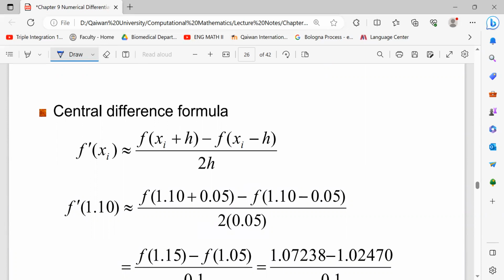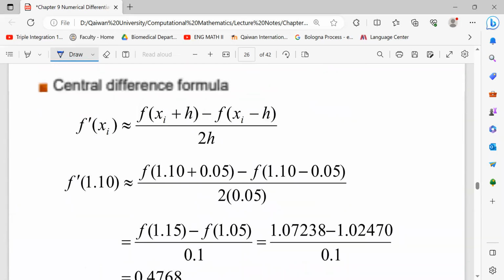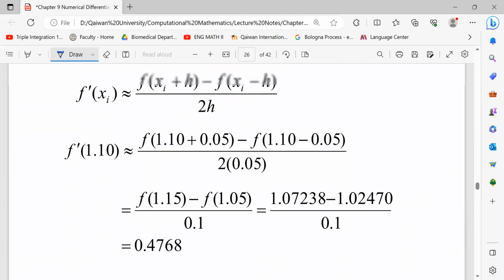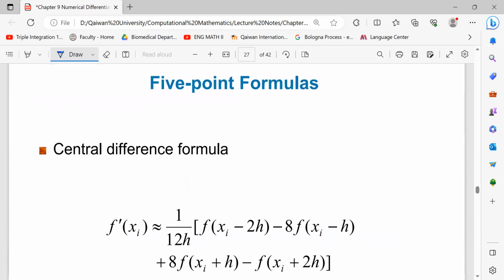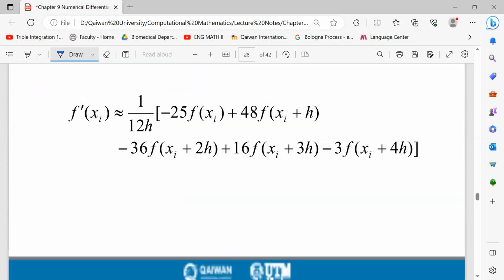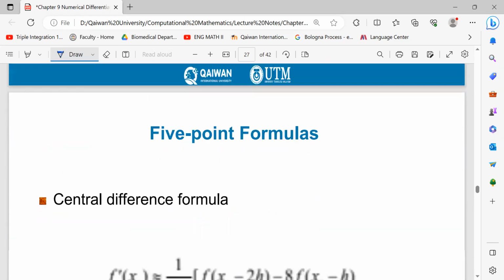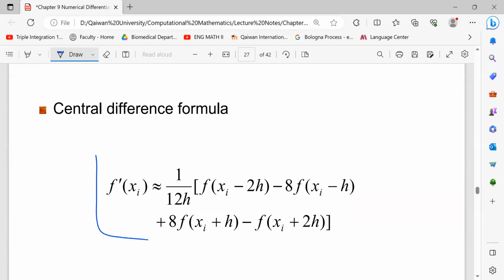And this is the same one that I did at the first one. First we did this and we did backward and forward. For 2 points, we have two formulas, forward and backward. For 3 points, we have three formulas, forward, backward, central. And for 5 points, we have two formulas, forward and central. We have only those two formulas. For 5 points, the central difference formula is this.